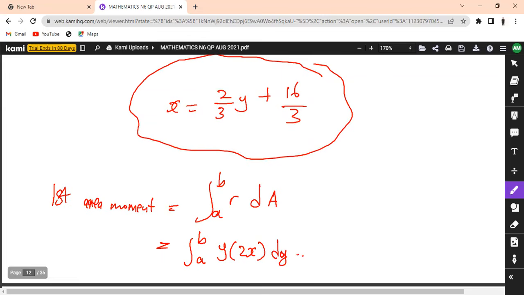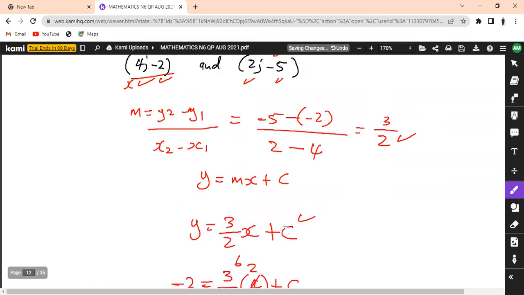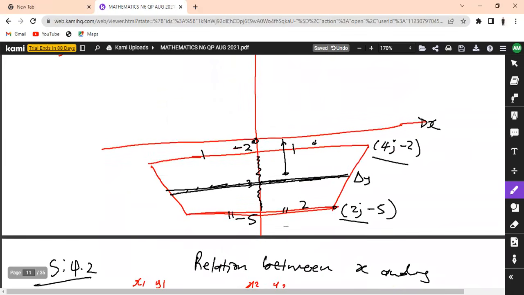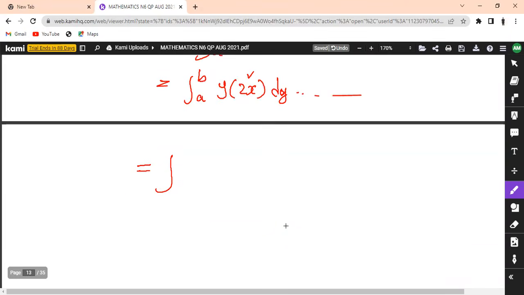So let us now substitute our values, our x in this case, which is this one, that is our x. So it's going to be 2 times x there. Which means we are going to have our limits. Remember, our limits now, we have to look at this part here. This is -2 up to -5. So these are the limits that you're going to have. Our minimum value is -5 and our maximum value is -2.